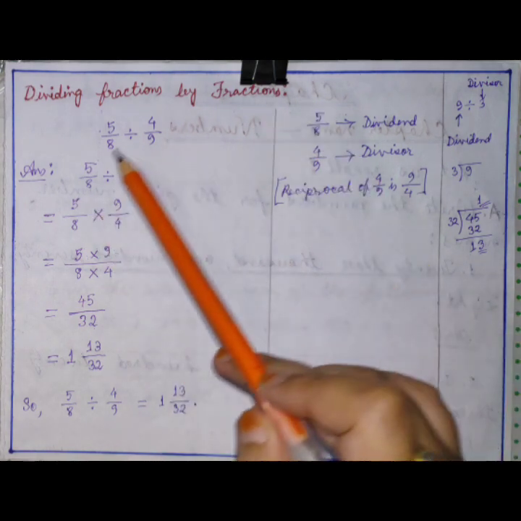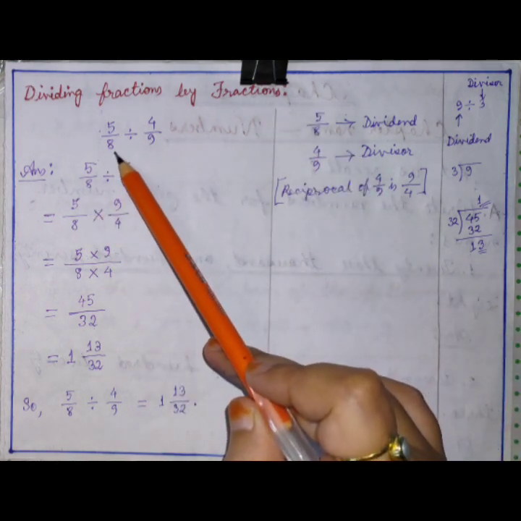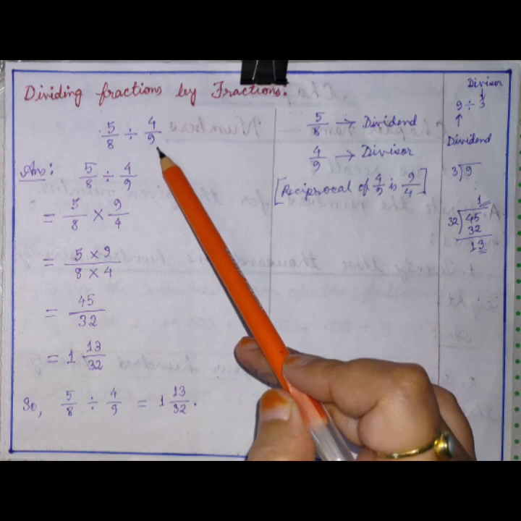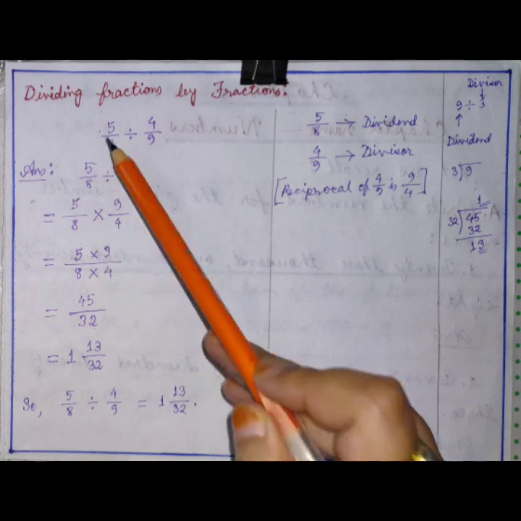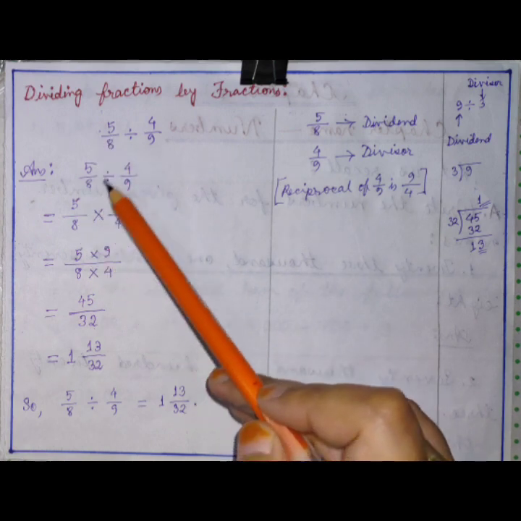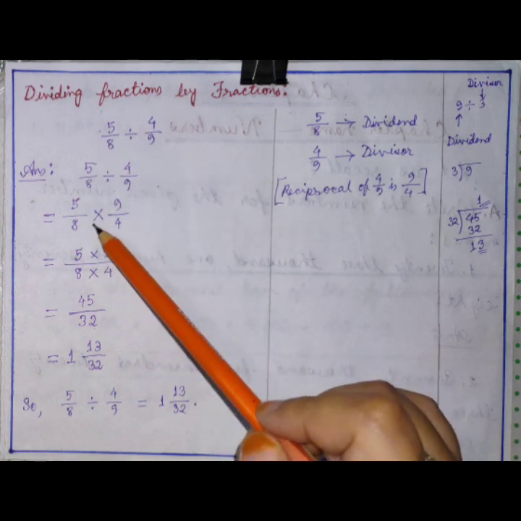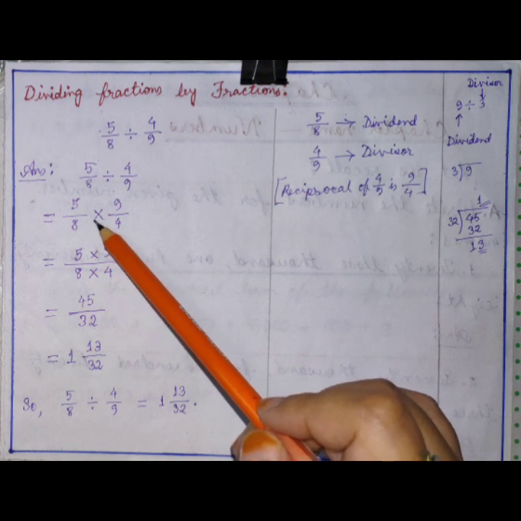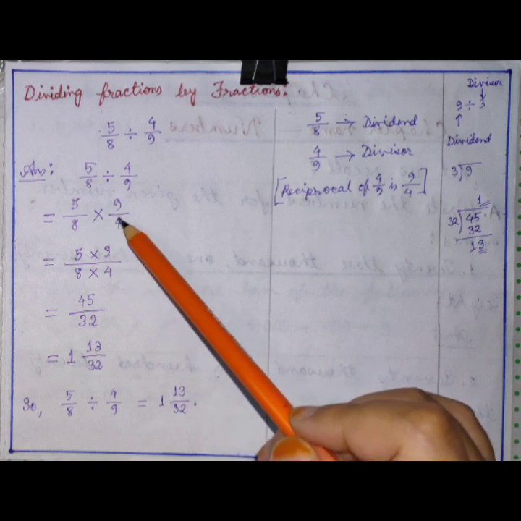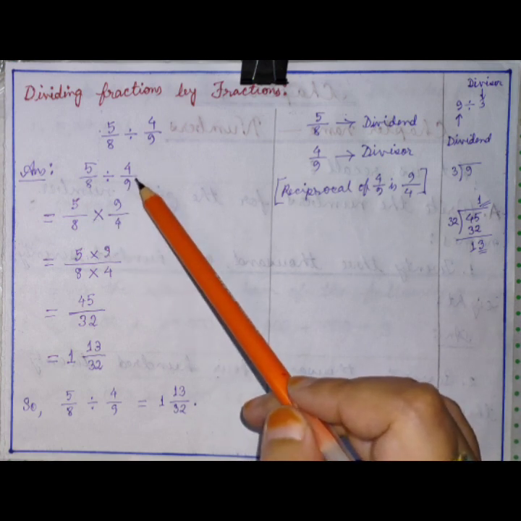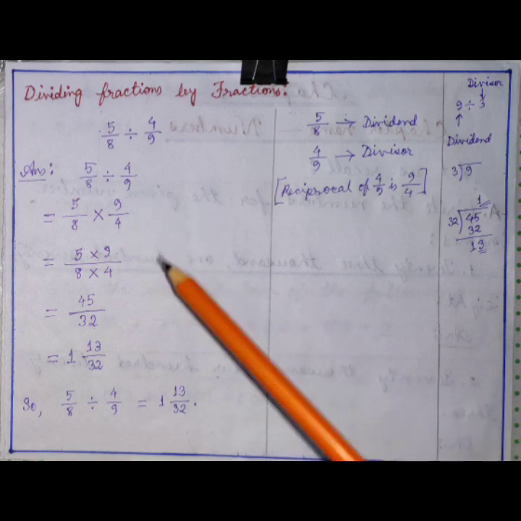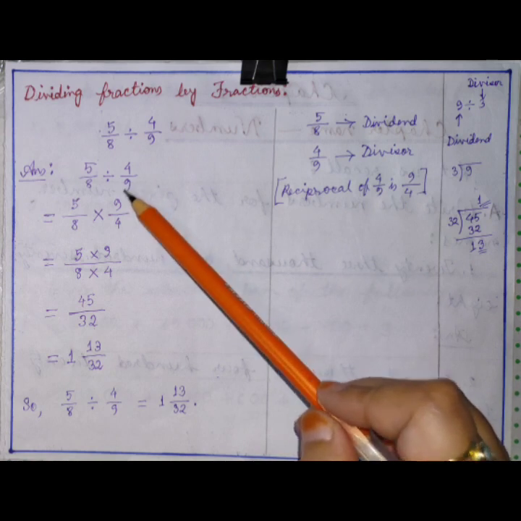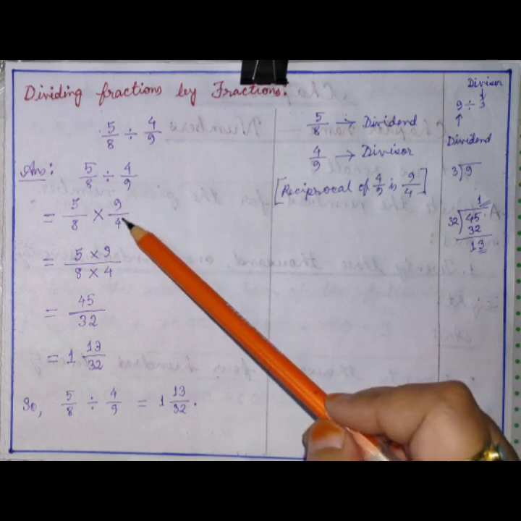The process is what? The first fraction is called the dividend, and the second fraction is called the divisor, right? The first fraction will remain the same as in the question. And instead of the division sign, you have to write the multiplication sign. And when you write multiplication, for the second fraction you have to write its reciprocal. And reciprocal means what? The denominator you write as the numerator and the numerator as the denominator, right?